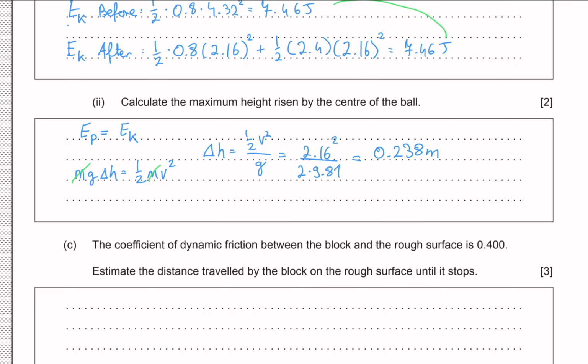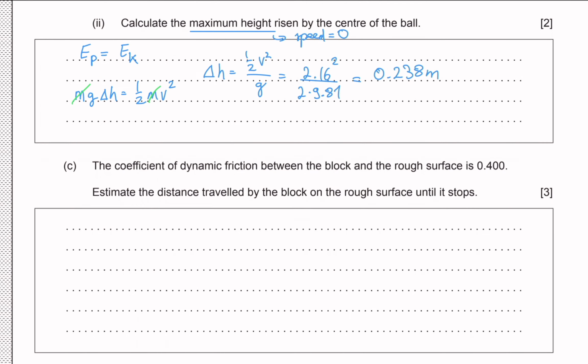As at the maximum height, the speed will be 0, and so at the maximum height we only have potential energy, no kinetic energy. And at the start, if we take the starting point to be height equals 0, then again we have mg times 0, so no potential energy, and we have this much kinetic energy with the speed of 2.16.